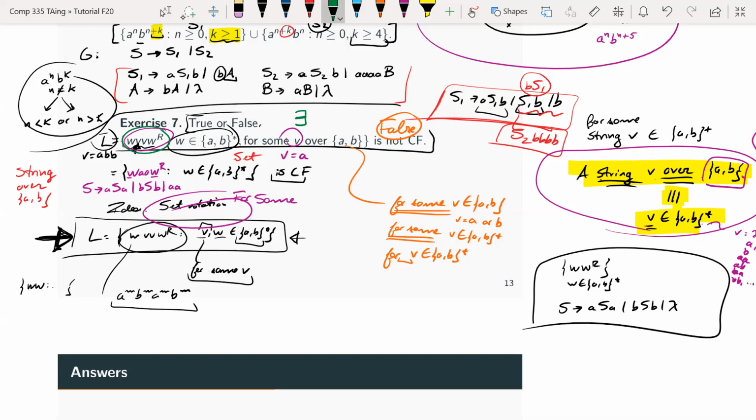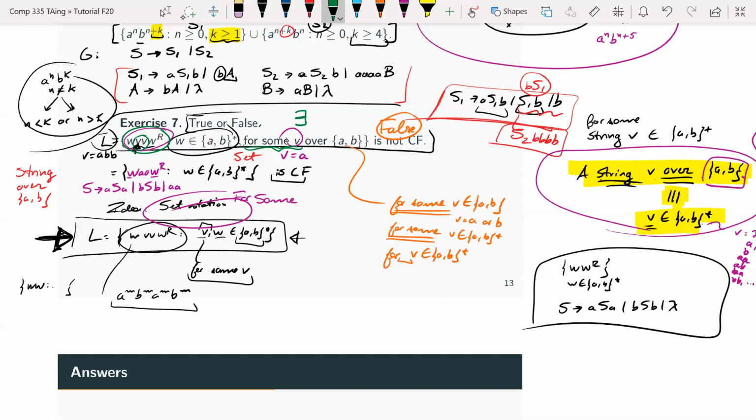I know this because I've already seen this particular question, so I know that it's a common trap. The fact that there exists at least one particular V such that L is context free means that it's context free. It says for some V, so if you can impose a restriction where you can make L context free, then it is context free.